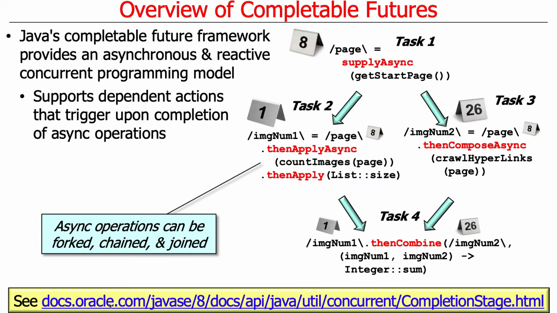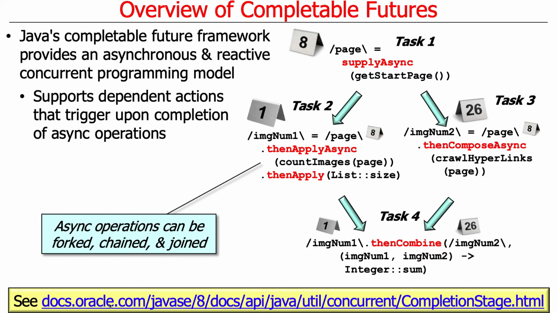And both task 2 and task 3 return a completable future to a number, which is the count of images on that page and images reachable from that page. And then task 4 is going to take image num1, which is the completable future from task 2, and image num2, which is the completable future for task 3. And when both of these complete, it will then combine the results and sum them up.